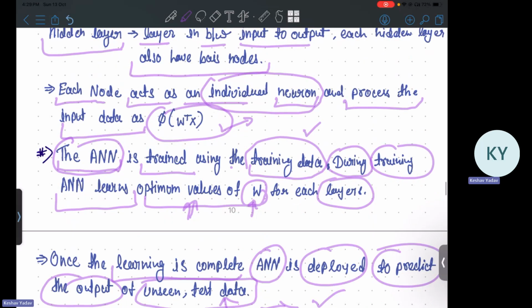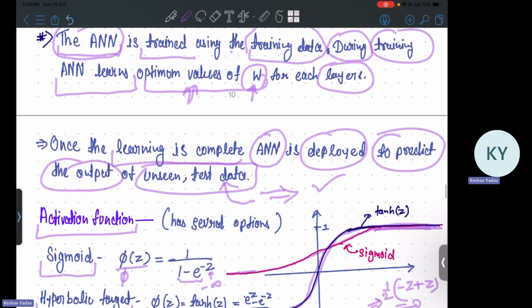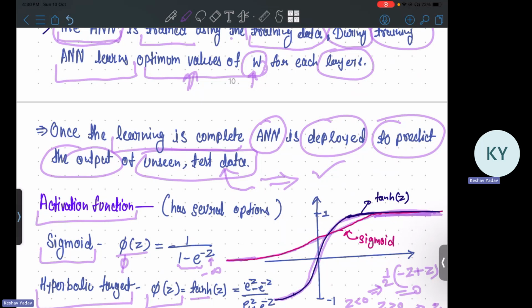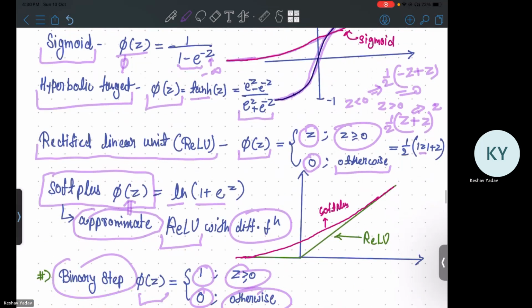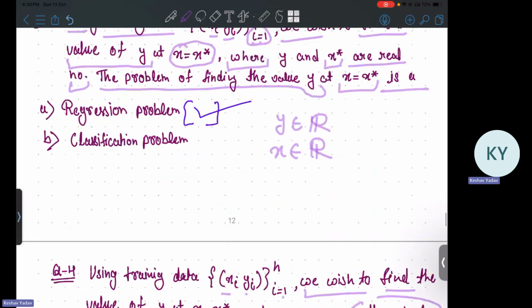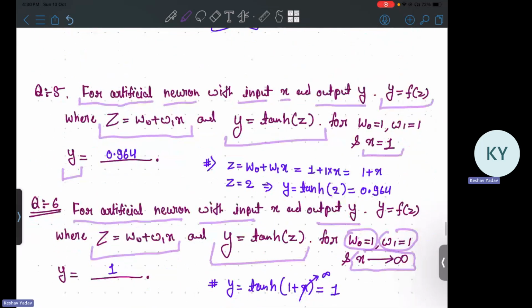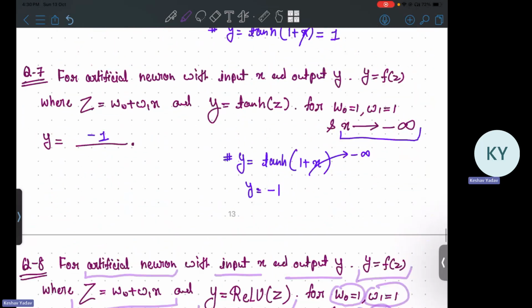The ANN is trained using the training data. During training, the optimal value of W is calculated at each layer. Once W is known at each layer, we predict the output for unseen data. Then we have seen some types of activation functions. Then we solved some easy problems related to the theories that were covered in Week 12.